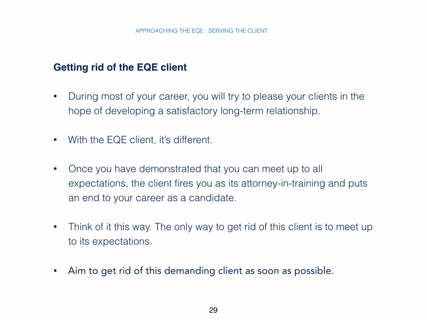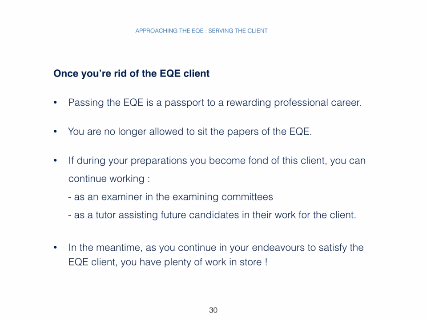But with the EQE client, it's somewhat different. As long as you keep disappointing him, he's going to remain as your client, and the only way to get rid of the EQE client is to meet its expectations, that is, to perform well. I suggest that you make it your aim to get rid of this demanding client as soon as practically possible. And then what will we do once we are rid of this client?